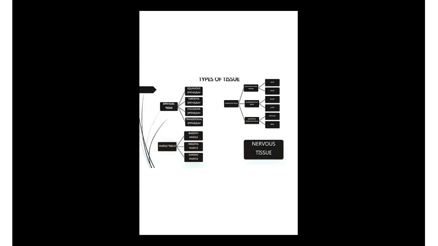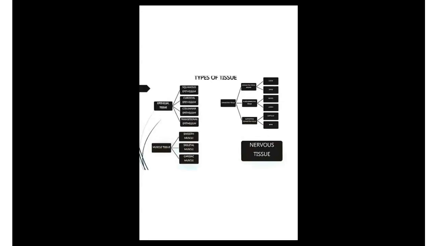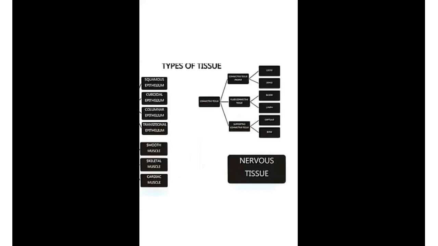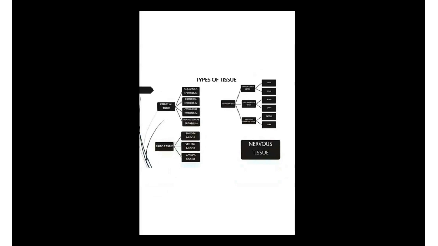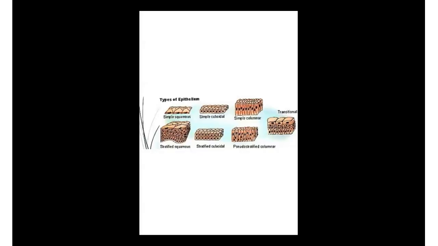Then we have connective tissues, fluid connective tissue we have, then we have supporting connective tissue, and one is your normal connective tissue. So everything like your blood will come under connective tissue as a part. Lastly, we have a nervous tissue. Next, what are the different types of epithelium?